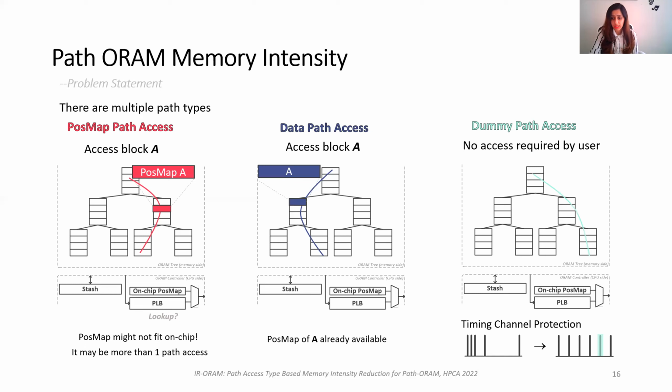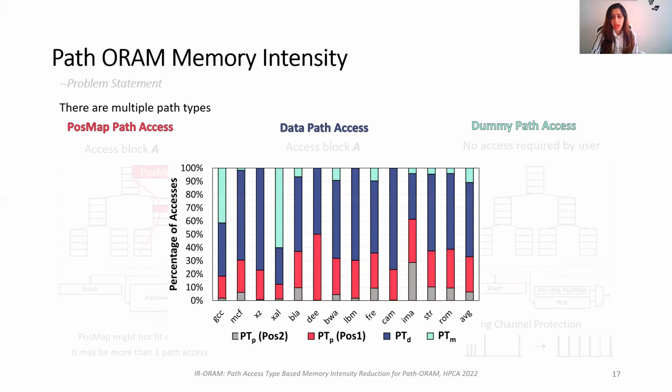Note that all of these path types are indistinguishable for an adversary because all paths have the same length. If we look at the breakdown of path access types in Path-ORAM, we realize that aside from the data path accesses, postmap and dummy path accesses also account for a significant portion, 33% and 11%.